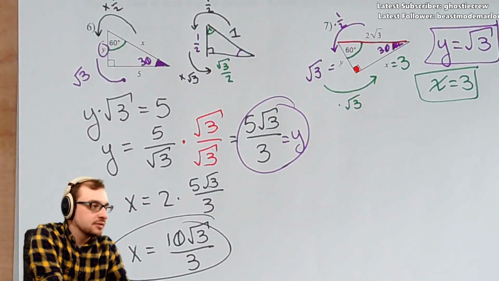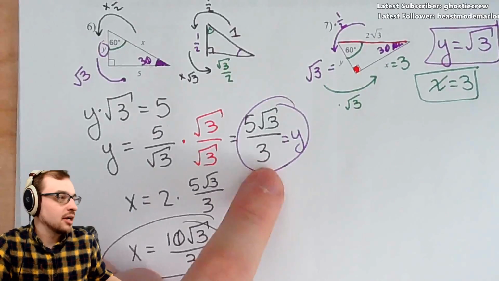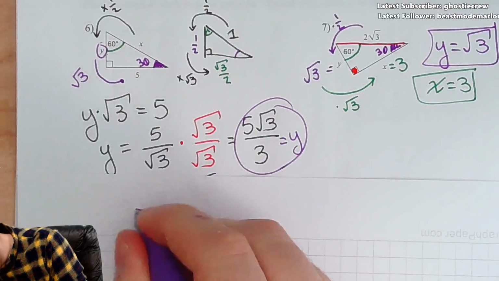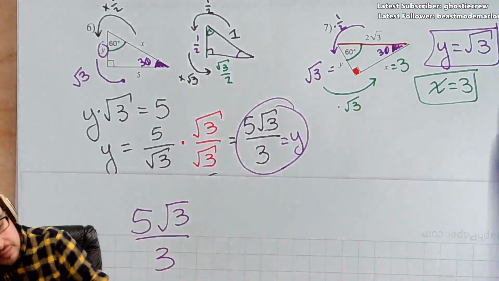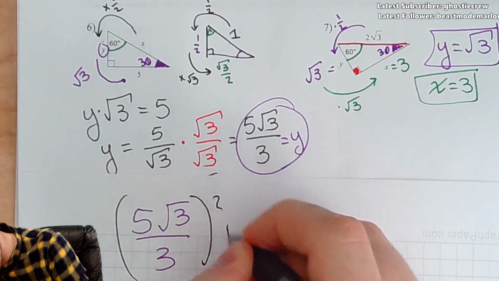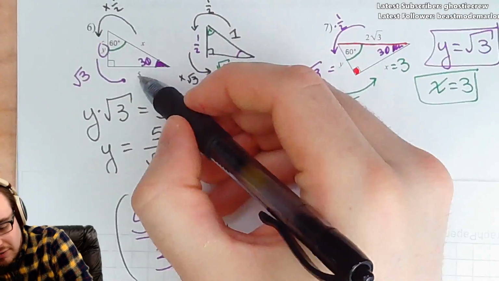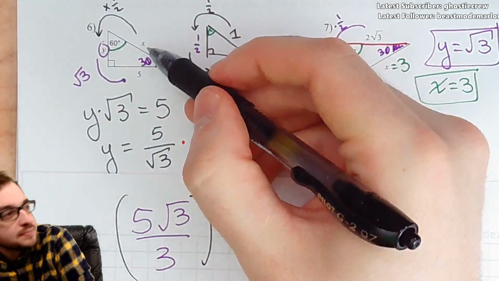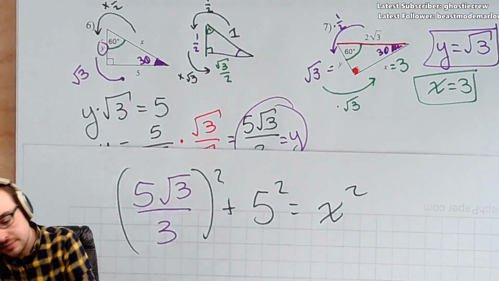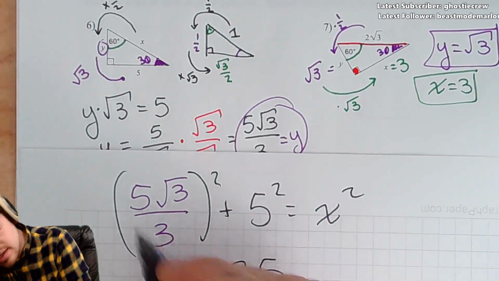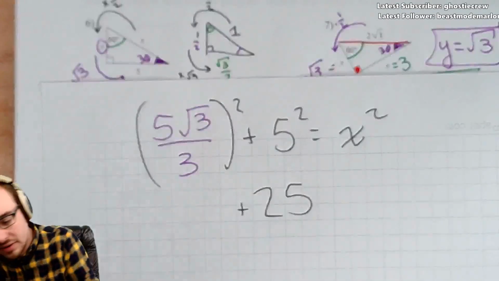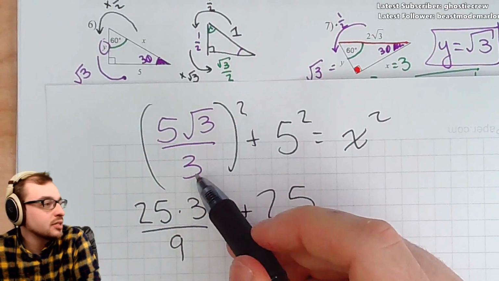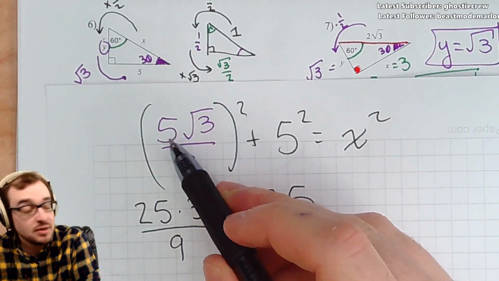You'd have to set it up like this. After you got this guy, right, you'd have to do this to get this guy. Then you'd say 5 root 3 over 3 squared plus 5 squared, right, because that's what they gave you, would equal x squared, this guy. And then you'd have to solve. This means times it by itself. So we get 25 times 3 divided by 9, right? 3 times 3 is 9. Root 3 times root 3 is 3. 25, 5 times 5 is 25.